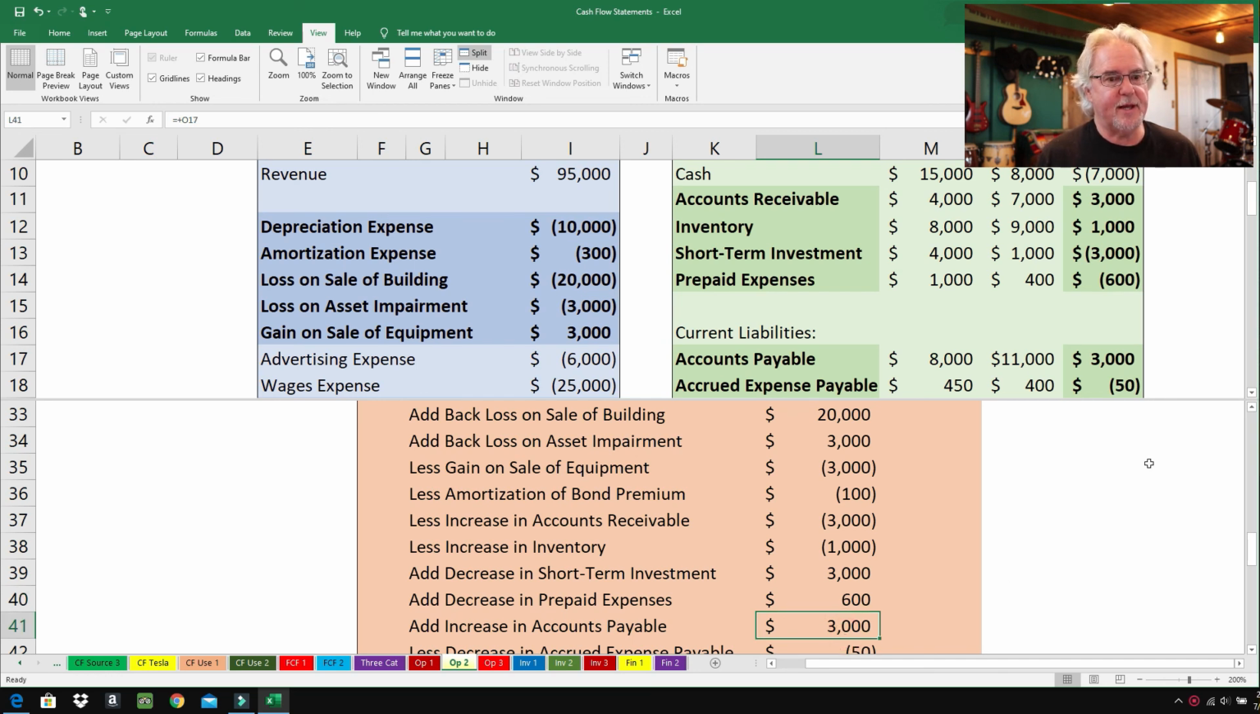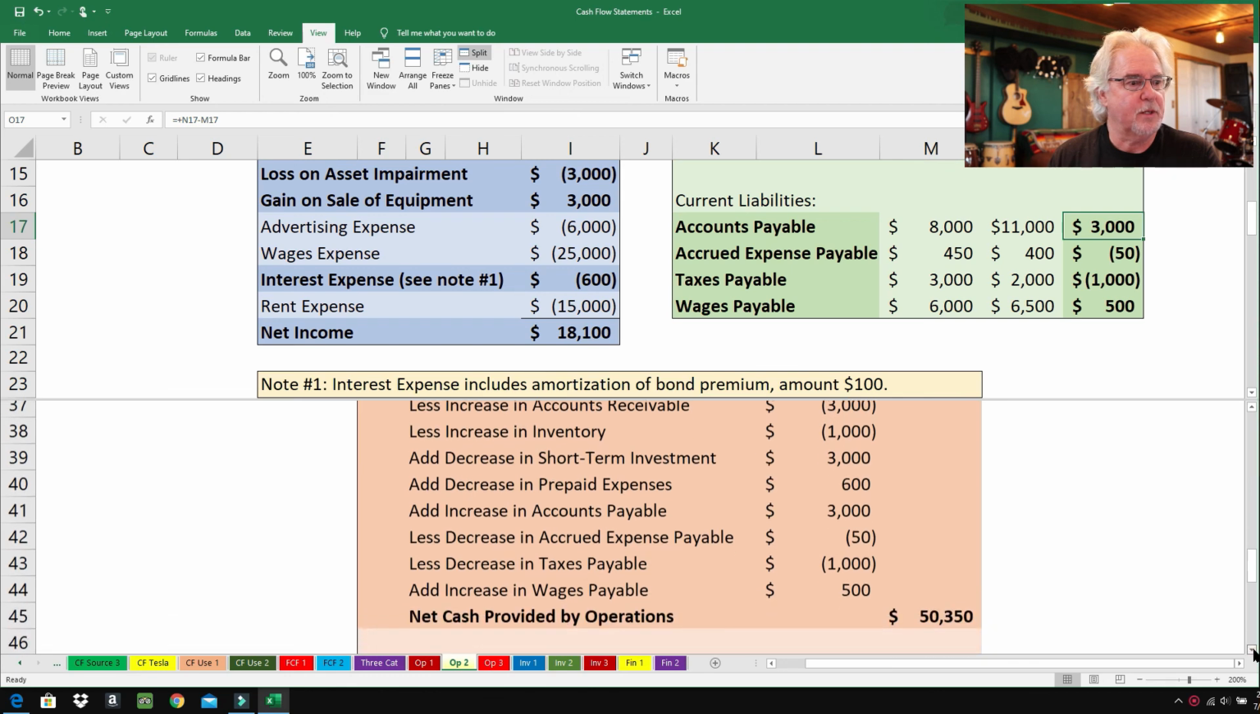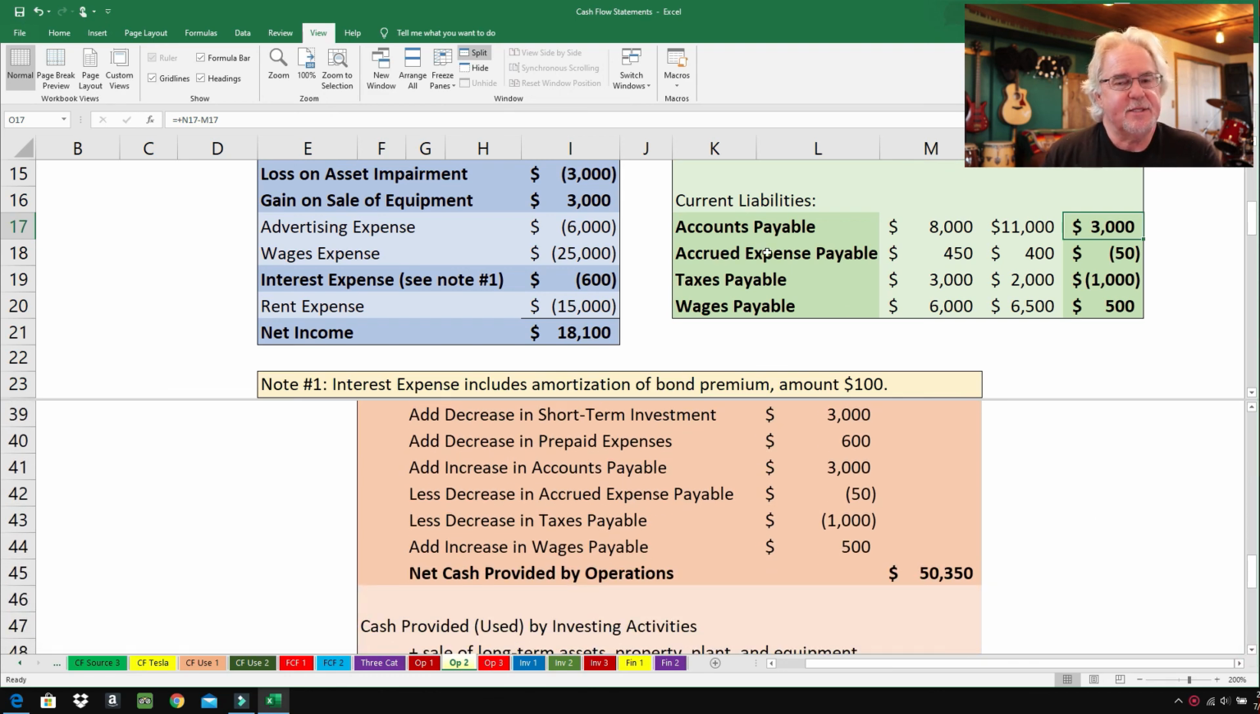All right, let's go down to the liabilities, current liabilities. So we have an add increase in accounts payable, $3,000. Accounts payable was $8,000, now it's $11,000, went up by $3,000. Whenever liabilities go up, that means you are borrowing from somebody. And accrued expenses, this is like interest payable, wages payable, was $450, now it's $400, went down by $50. Whenever a liability goes down, that means you're paying your bills. And I don't know about you, but when I pay my bills, the money goes bye-bye. So less decrease in accrued expenses payable, negative $50.